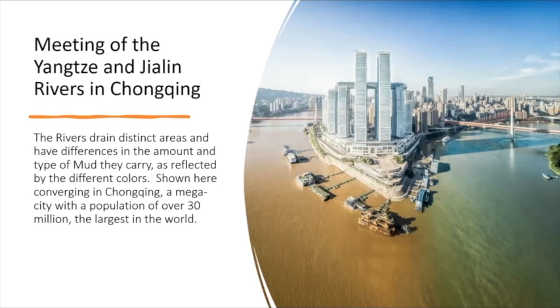But this area floods on a regular basis. They've had flooding issues along the Yangtze for as long as people have lived there. It's the biggest megacity in the world, over 30 million permanent inhabitants of this area that have to live on the muddy banks of the Yangtze.